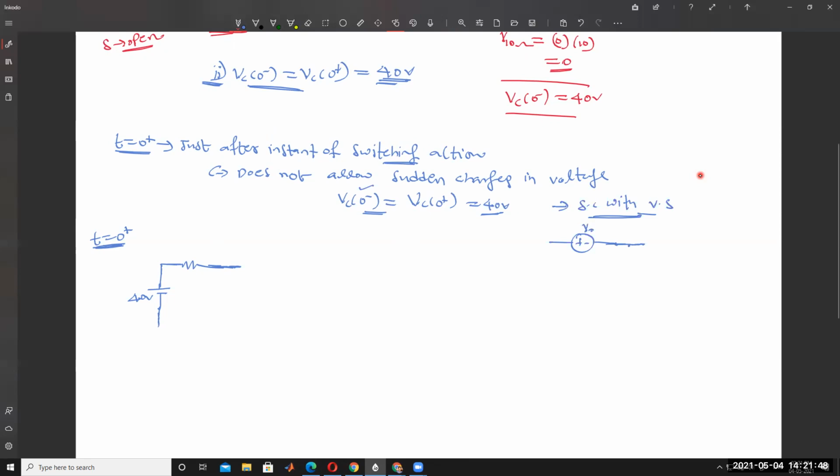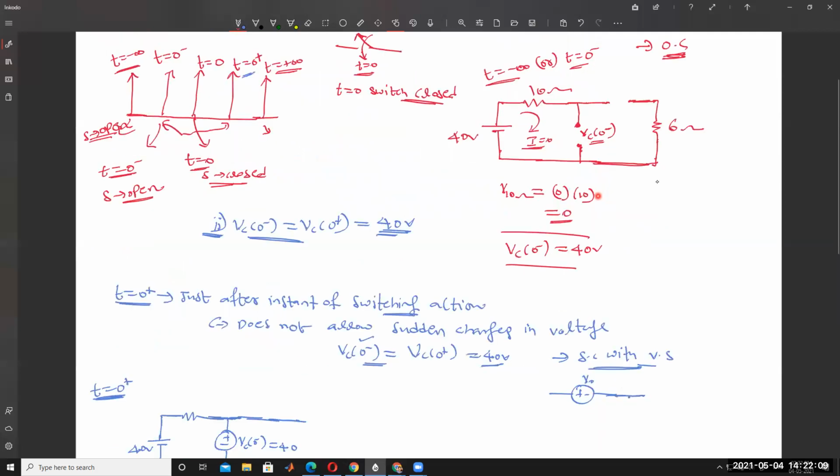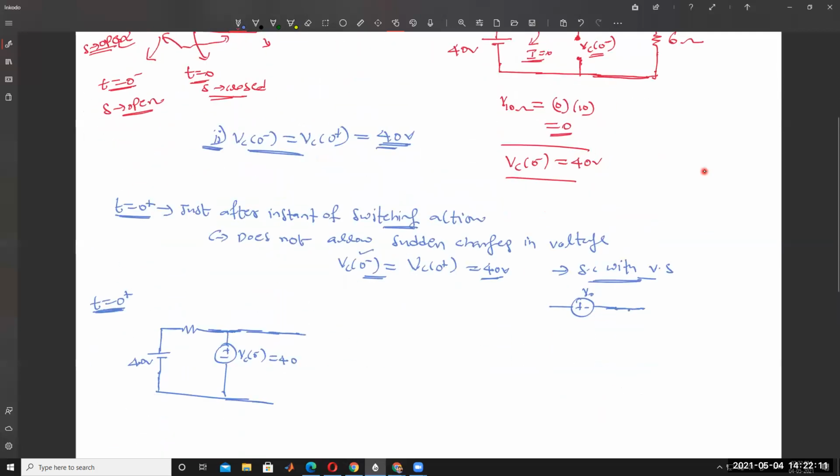Okay, so if the initial conditions exist, here the capacitor is charged and short circuited, with VC of 0 minus equal to 40 volts. And the switch is closed. Here the switch is closed, and then it's connected like this. This is t equal to 0 plus, which means the switch is closed condition.